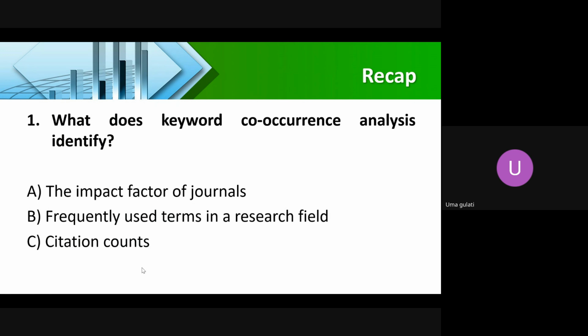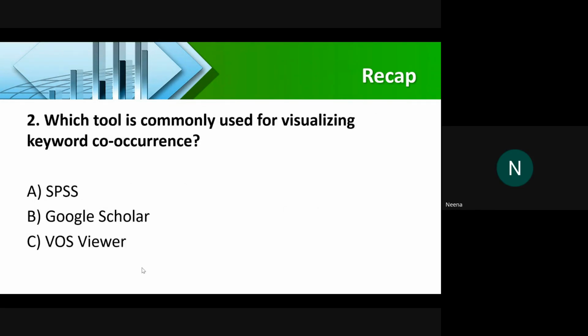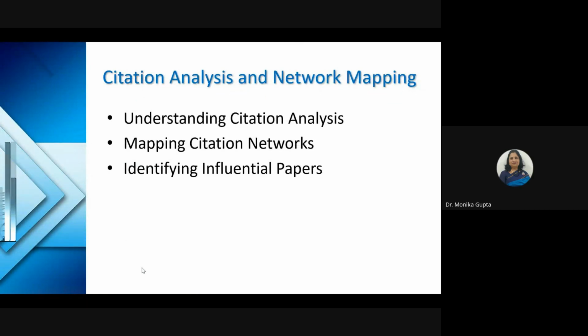Right. So what does keyword co-occurrence analysis identify? B. Frequently used terms in a list. Which tool this we know? C. Now, citation analysis and network mapping.